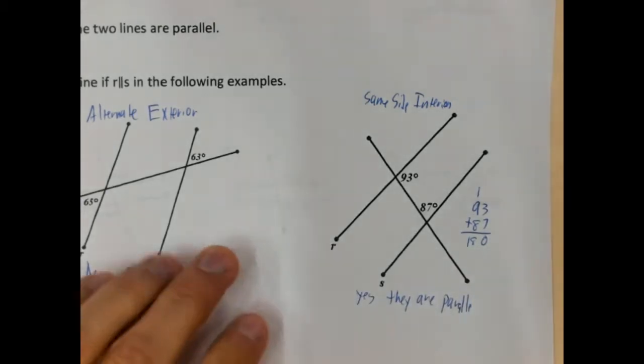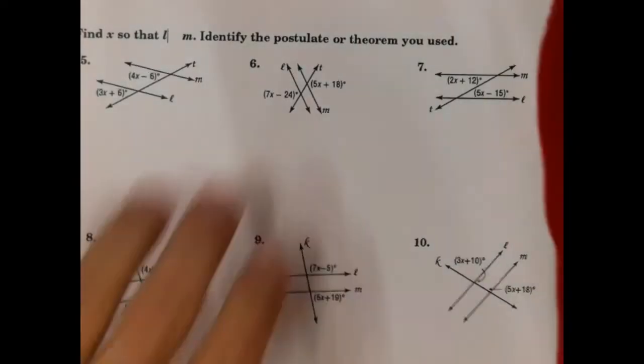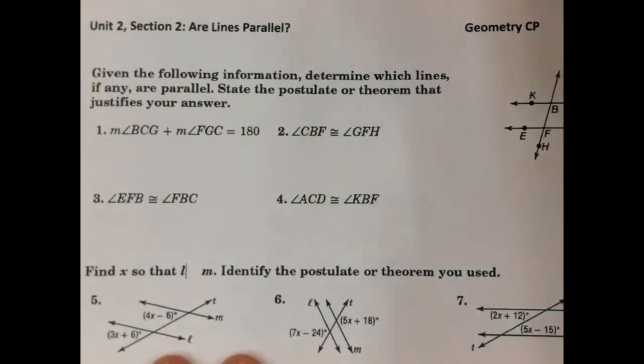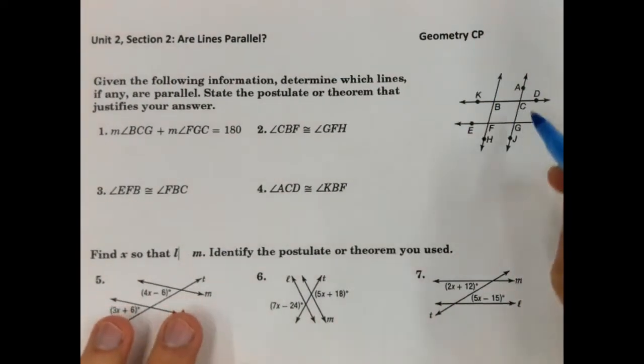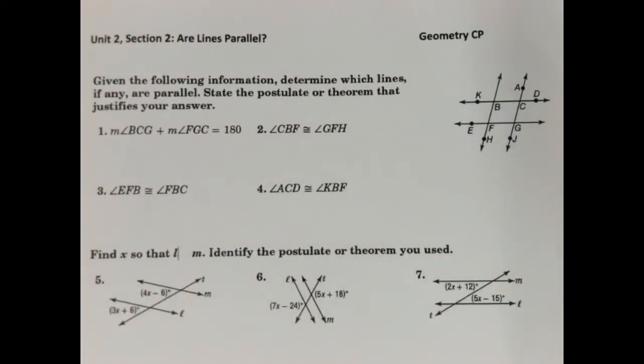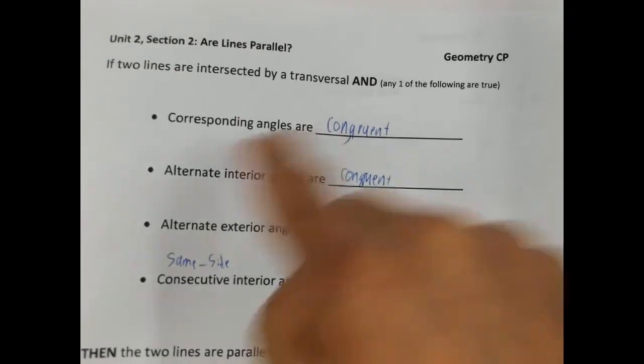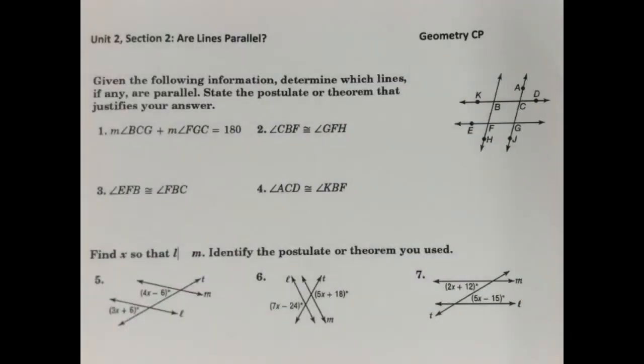Okay, let's go ahead and, forgot Mel there, check out the examples in the back here. So, zoom out so you can see this. There's a whole lot going on here. Now, let's read these directions carefully. It says, given the following information, determine which lines, if any, are parallel. State the postulate or theorem that justifies your answer. So all I need you to do is, first of all, identify which lines would be parallel, and then say which of these four reasons makes that case for you.